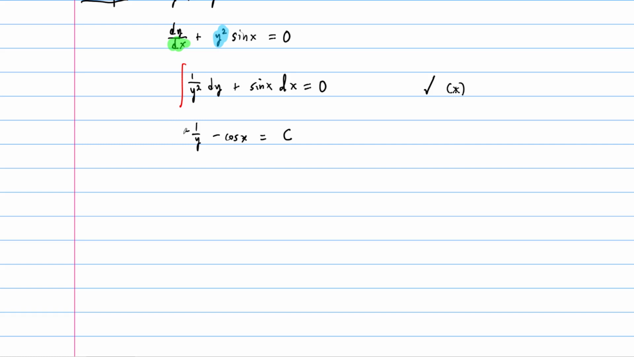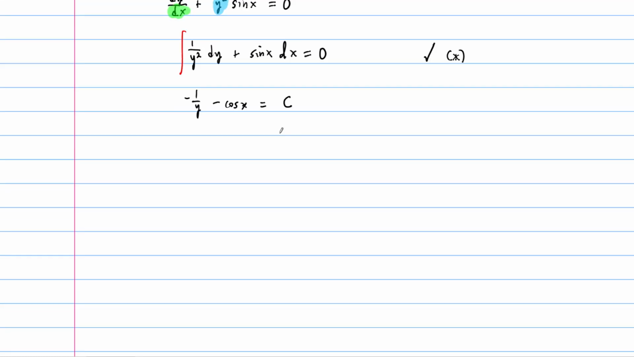Well, we can multiply through here by a minus sign, just like the trick that we did before, it won't affect our c here. So we can actually rewrite this as 1 over y plus cosine of x equals unknown constant c. And then remember, technically this is our implicit solution, right? For any value of c, we'll have an implicit solution for y.